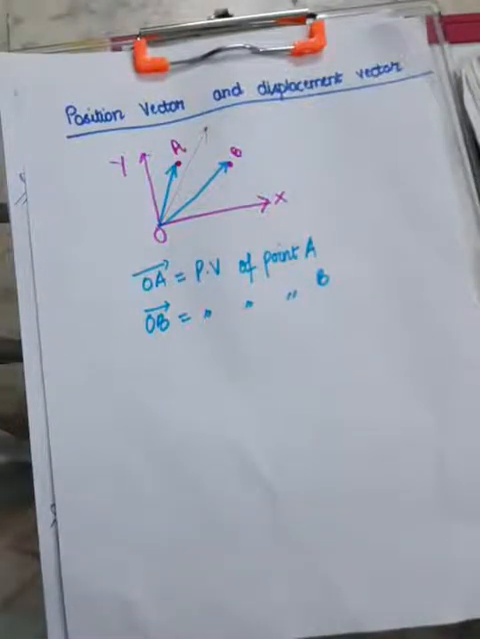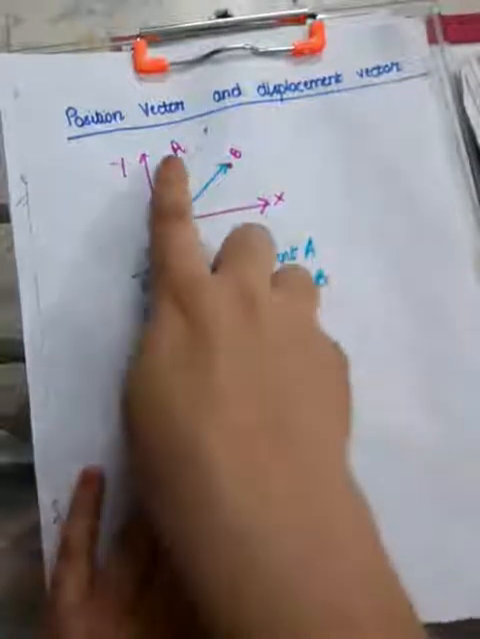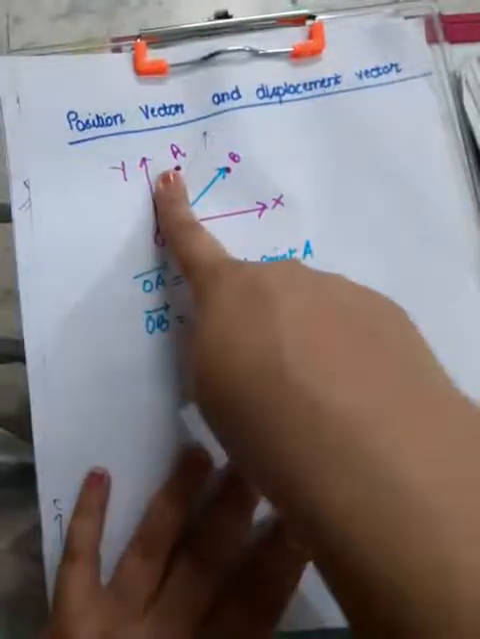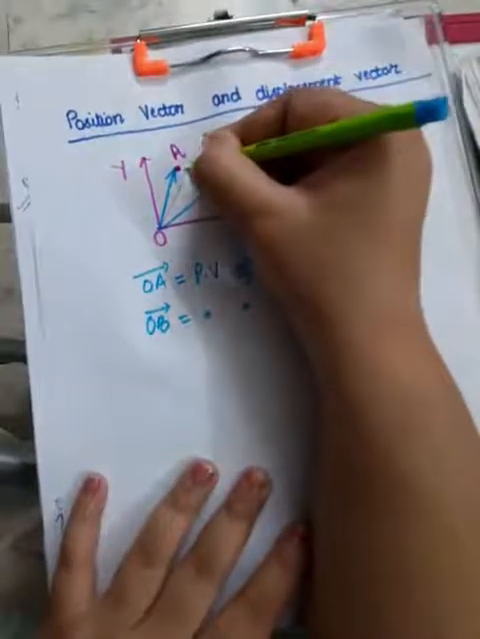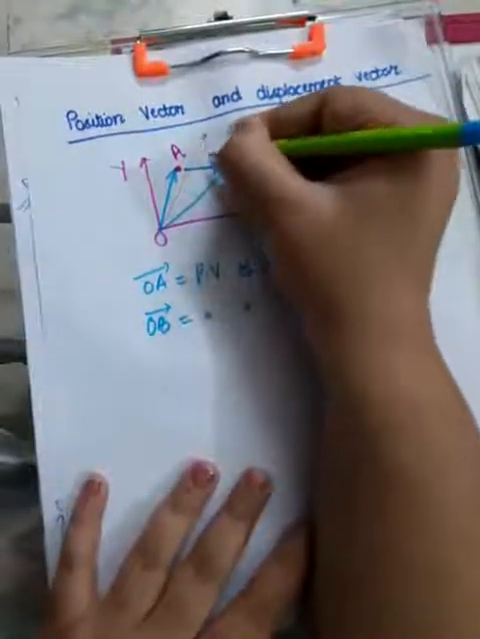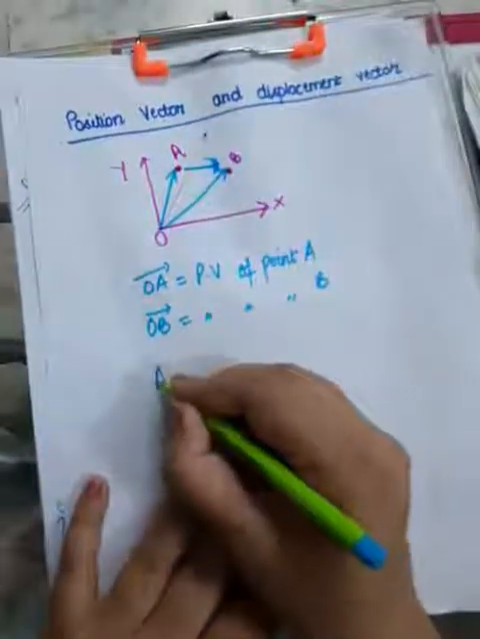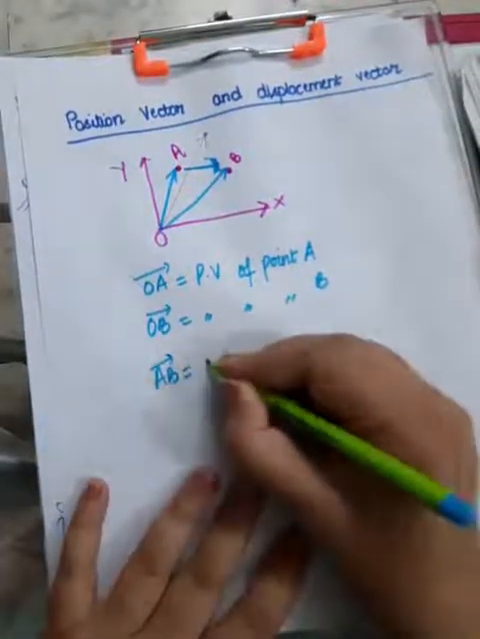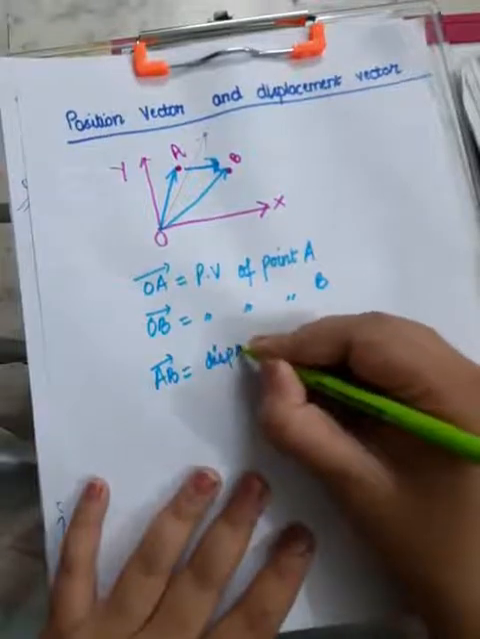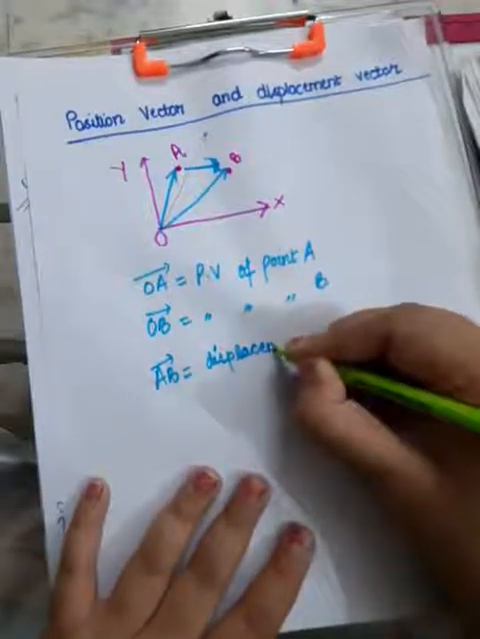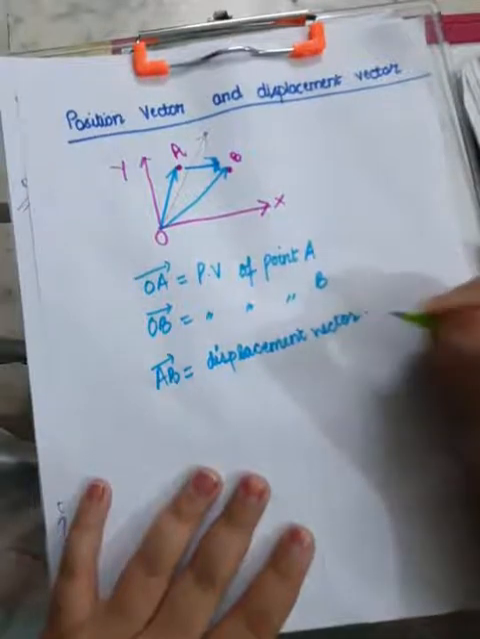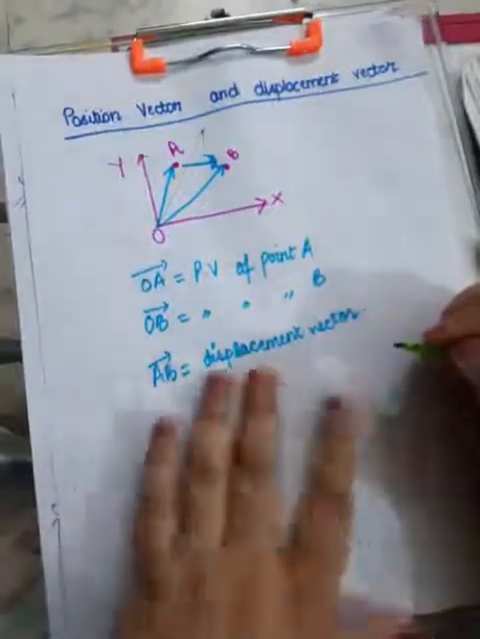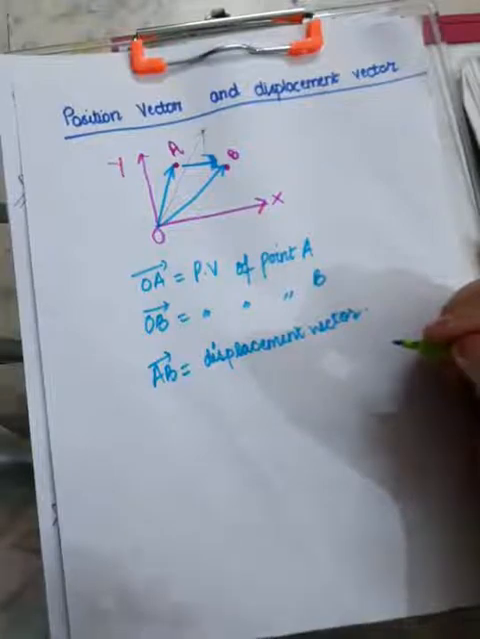And what is displacement vector? See, when the object has moved from A to B, this is a kind of displacement that it has undergone. So AB vector is known as the displacement vector. What is it known as? Displacement vector. Again, this is also a vector. Why? Because its magnitude and direction both are important.